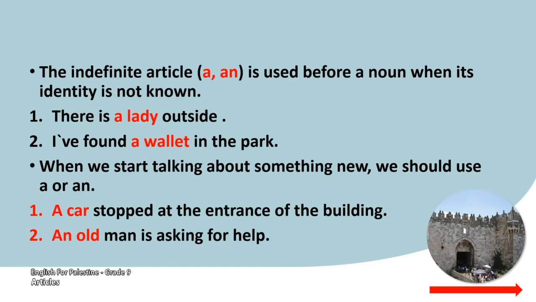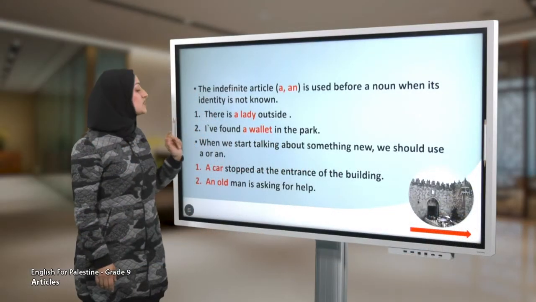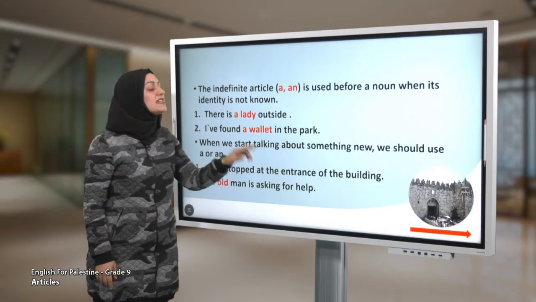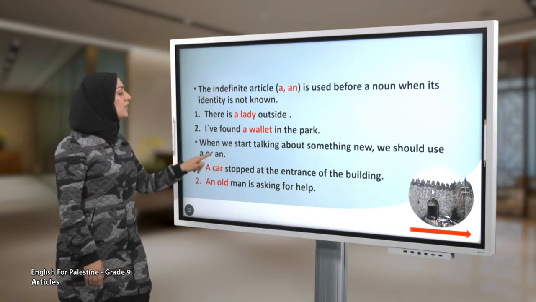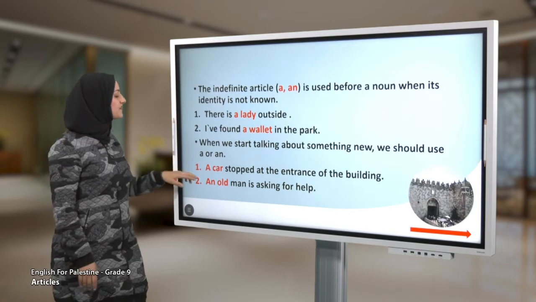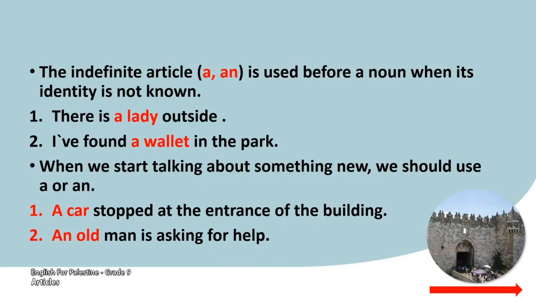I found a wallet in the park. So when we start talking about something new or for the first time, we should use a or an. Example, a car stopped at the entrance of the building. An old man is asking for help.